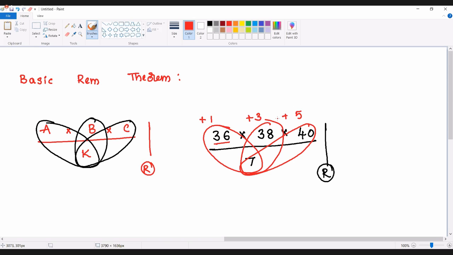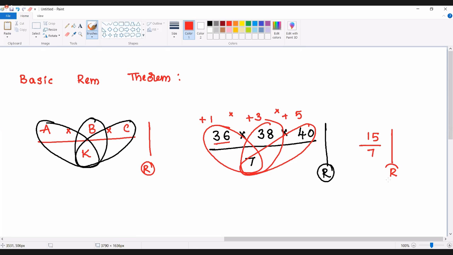So we have the individual remainders 1, 3, 5, and the operation between them is multiplication. Because we have a multiplication operation here, you can multiply all of them. So 1 into 3 into 5 gives 15. Now 15, if you divide by 7.